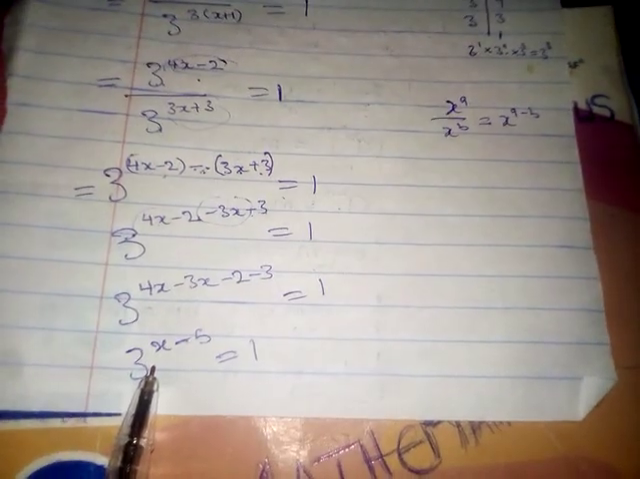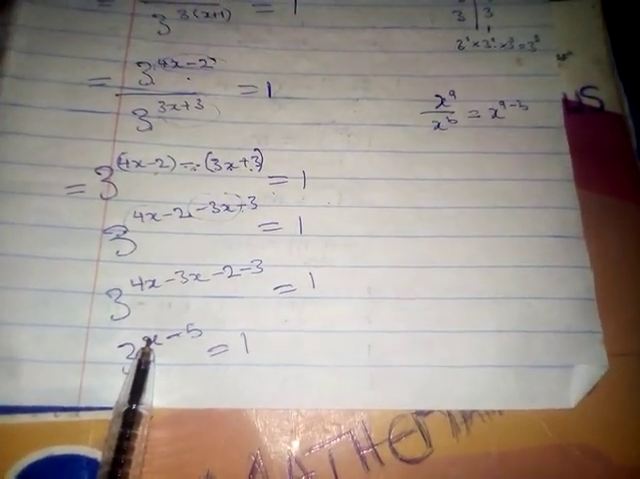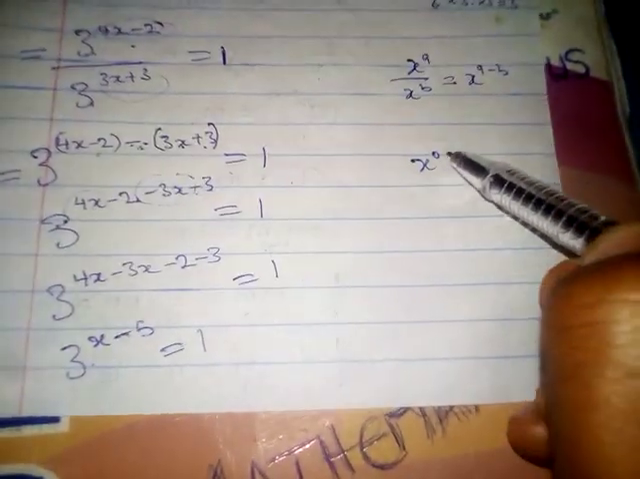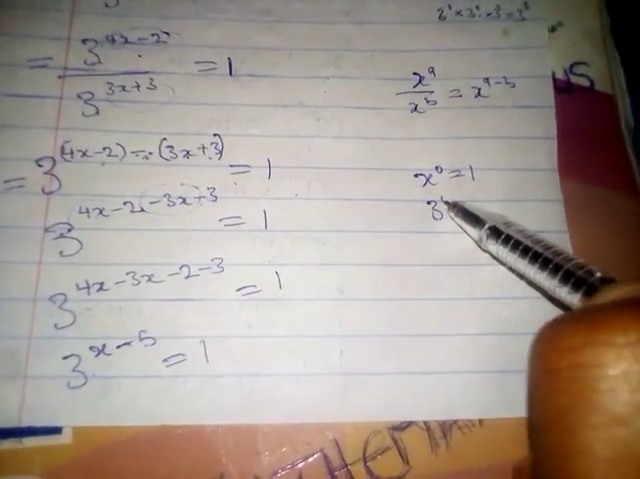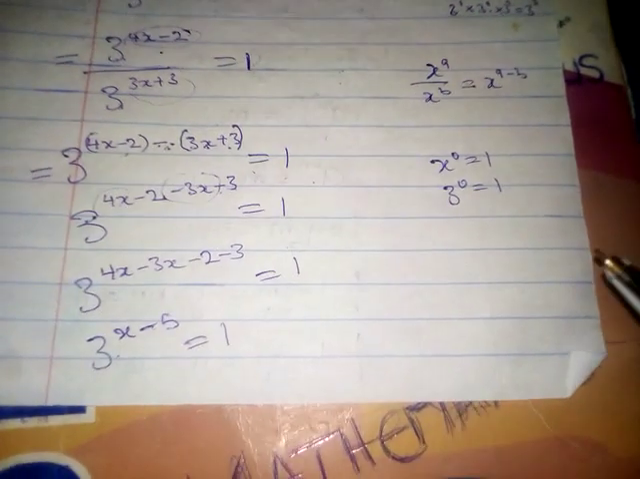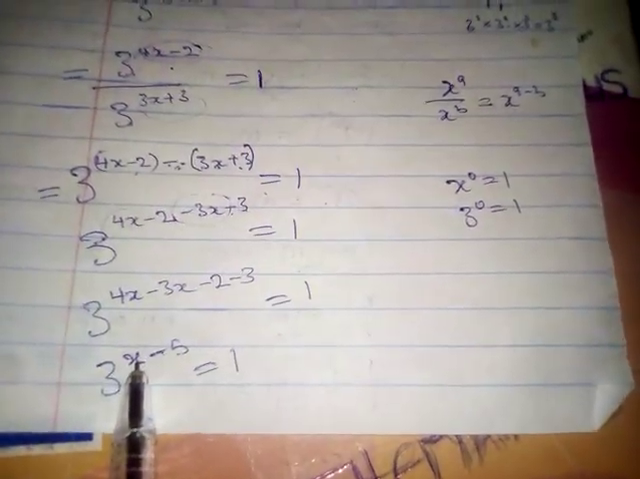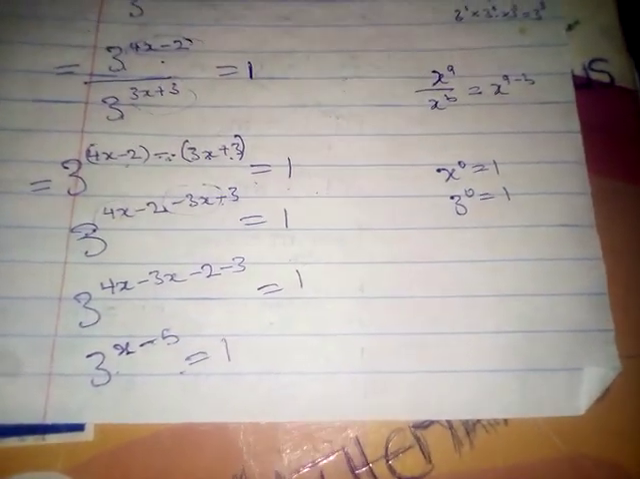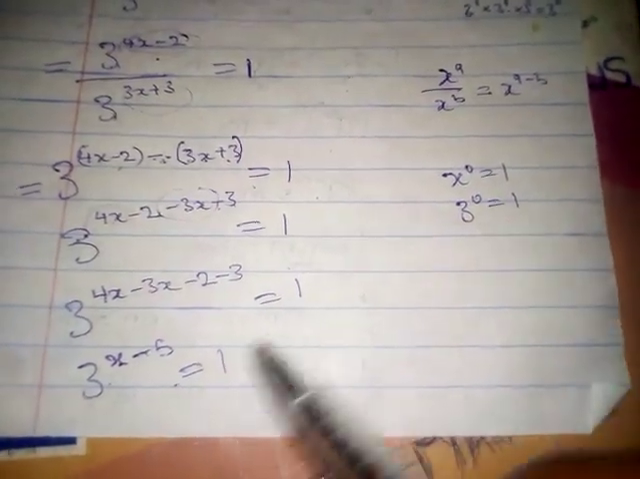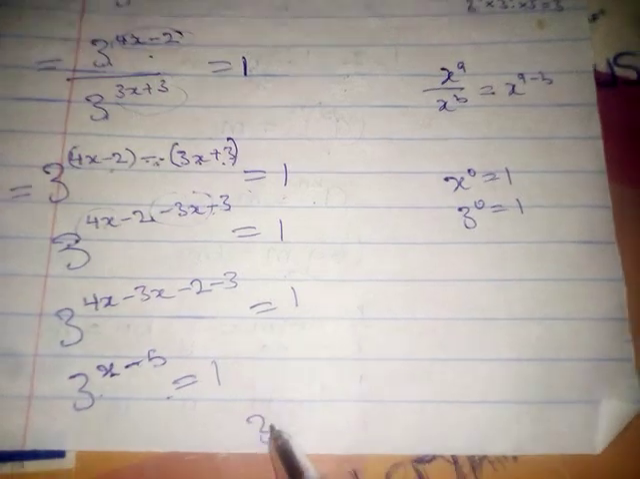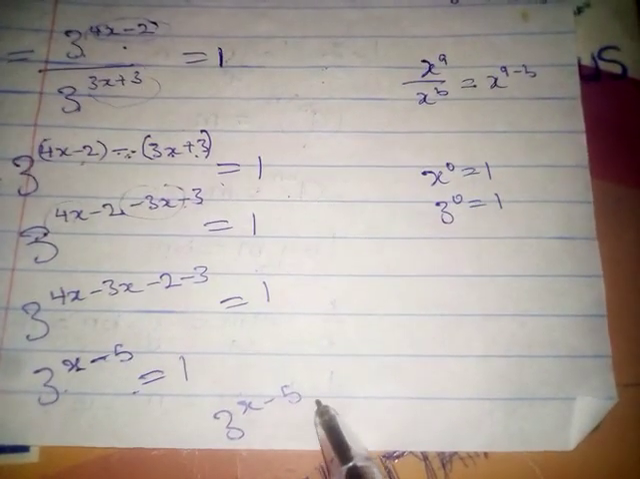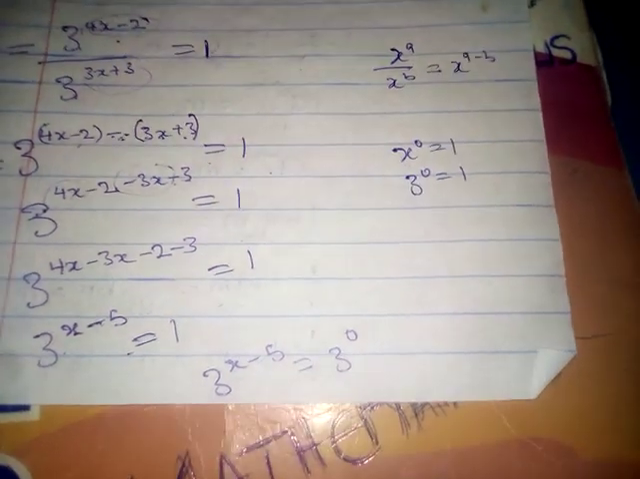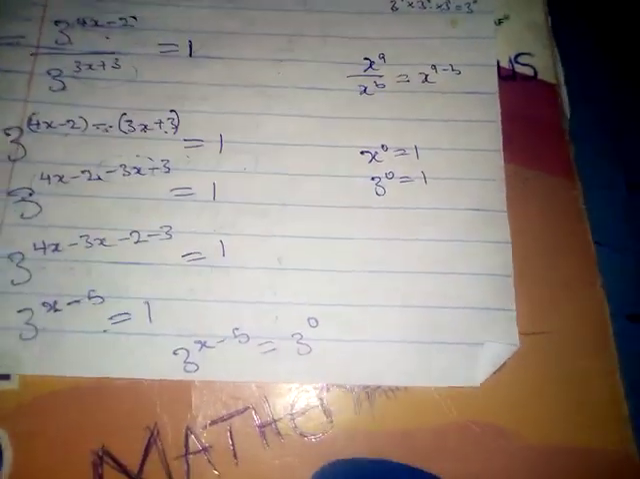Now it becomes easy for me to find the value of x. Recall your law of indices: anything raised to the power of 0 is equal to 1. So I can say 3 raised to the power of 0 is equal to 1. The reason is that I want to find the value of x. So at this point I'll say 3 raised to the power of x minus 5 is equal to 3 raised to the power of 0, because I know that 3 raised to the power of 0 is 1.